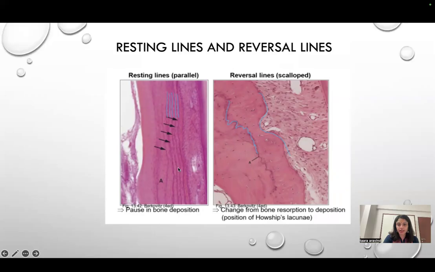Resting lines are seen between the bone formation. And what is the reversal line? The reversal line indicates that bone resorption has ended and the next would be new bone formation. The resting lines are the lines present between the phases of formation, or osteogenesis.